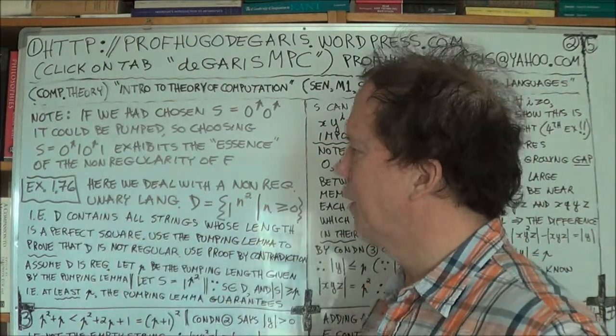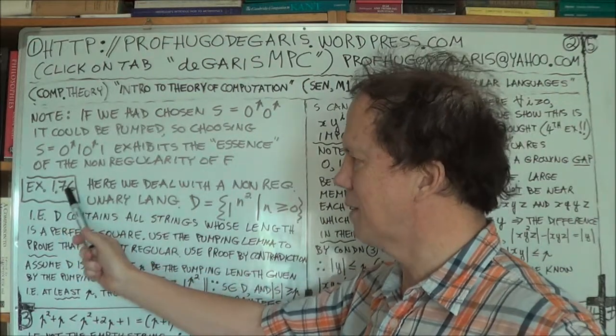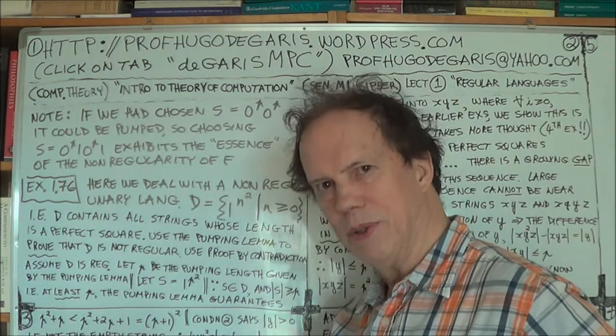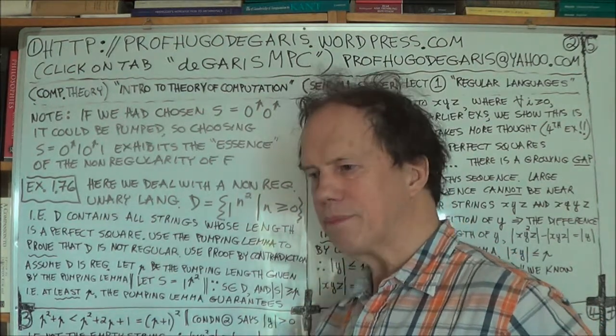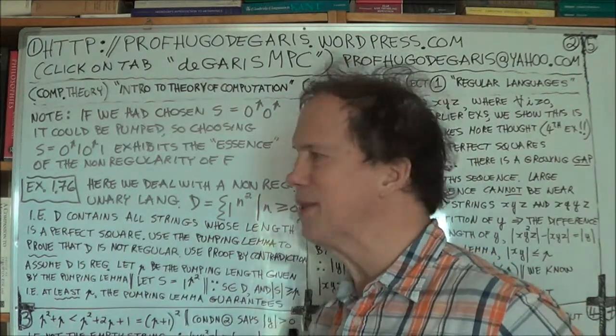Alright, now so the fourth example, so example 1.76, so the 76th thing labelled with an ID number in this long chapter, so 76, quite a few things.